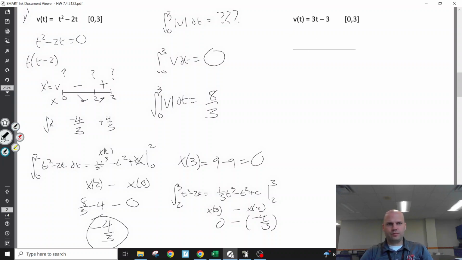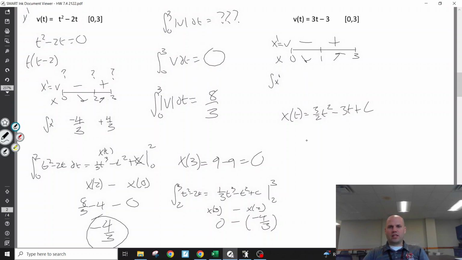Same thing here, 0 to 3. 3t minus 3. Set that equal to 0, we get 1. So that's my derivative, 1 from 0 to 3. It'll be negative and positive again, which means my position decreases then increases. Let's find the change in my position, or the area under my derivative. I'm going to go ahead and split it up since I don't have a calculator. I'm going to show you all the work like I did here, but if you want to just do x of t is 3/2 t squared minus 3t plus c, and then just know that the c's are going to cancel.